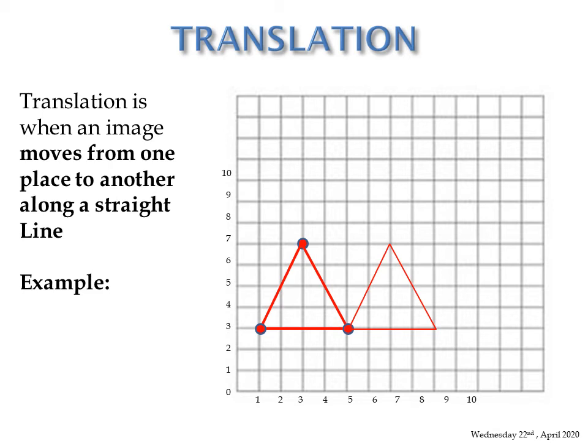Now, what we must do is to define or give an instruction on how the shape has translated. How has the shape translated? So let's give an instruction. By how many boxes on the grid? We have boxes on the grid, right? So let's start from the first point. Count from the first point of the triangle, the first point where we have coordinates 1, 3. Now, the new triangle is now on coordinates 5, 3.